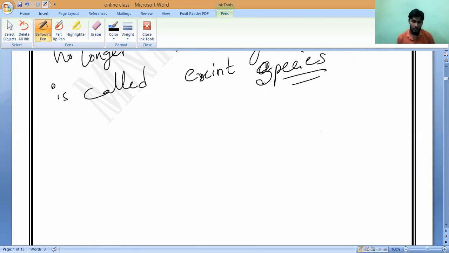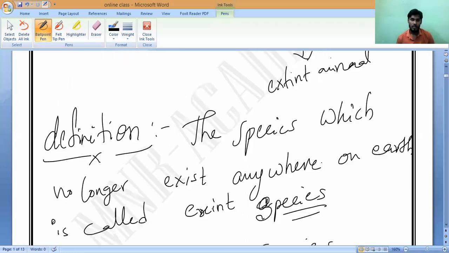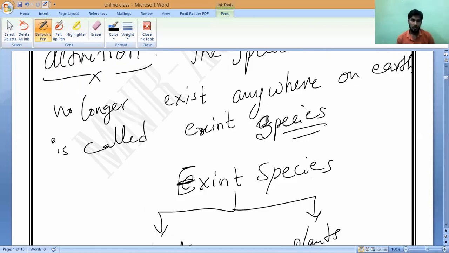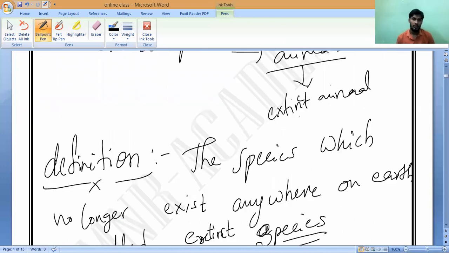So these extinct species are how many types? Two types. Plants and animals. They may be animals, they may be plants. That is, you can write it. The spelling of extinct is wrong. E-X-T-I-N-C-T. Extinct species. Is it okay? Everywhere you should change it.